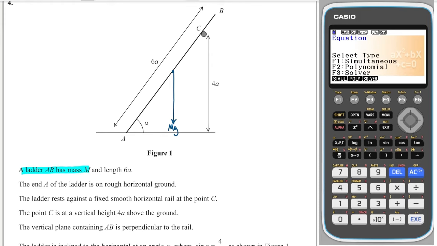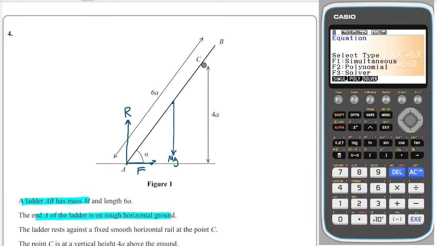It says the end of the ladder is on a rough horizontal ground. So the ladder wants to slip down this way. So there's going to be friction here, keeping the ladder from slipping down to the left. So there's a frictional force there. There's always a normal reaction, which I'm going to call R, where the ladder hits the floor. We've also got a reaction force from this object C, so it's always going to come out perpendicular like this. I'm going to call that one N. And I think that's all the forces.